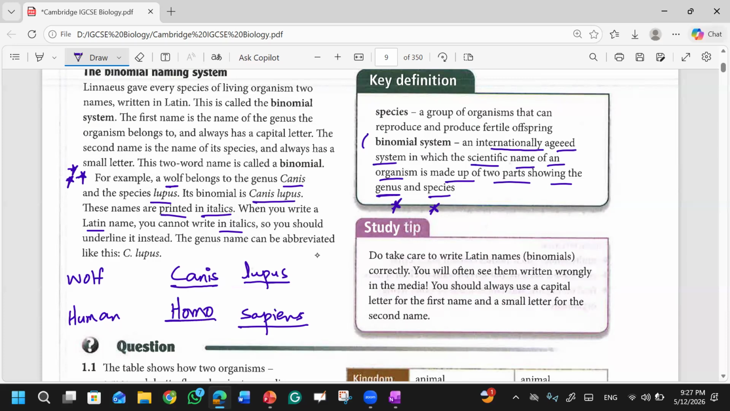So what can we do? We will write in the simple format which we use, and then we can underline the word. You will underline both the genus as well as the species. Clear? This is the naming system.